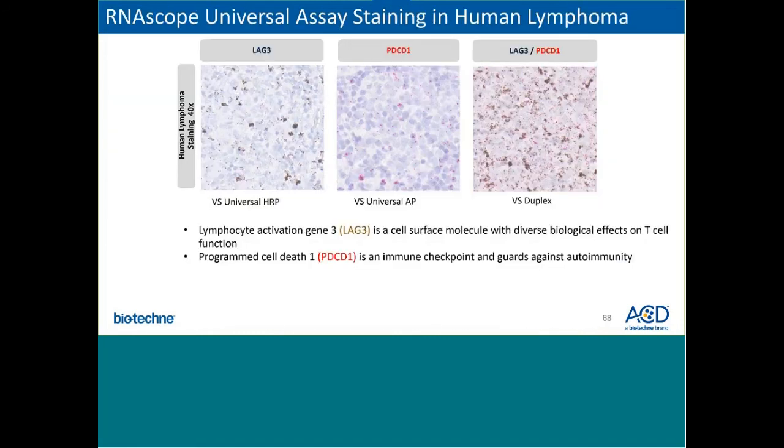Here we are showing universal HRP staining with lymphocyte activation gene 3, a cell surface molecule, AP staining with PD-1, an immune checkpoint marker, and then both targets together in the VS Duplex assay.